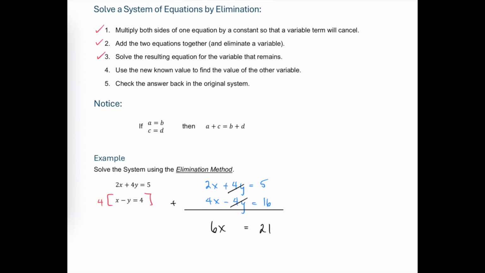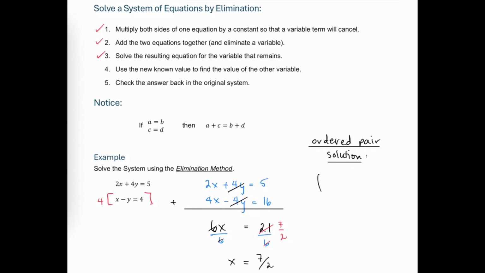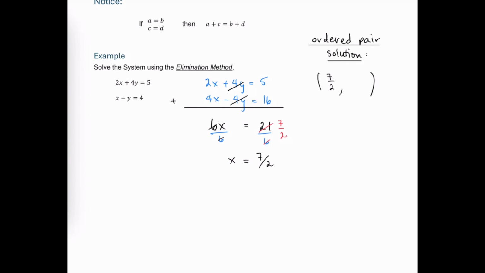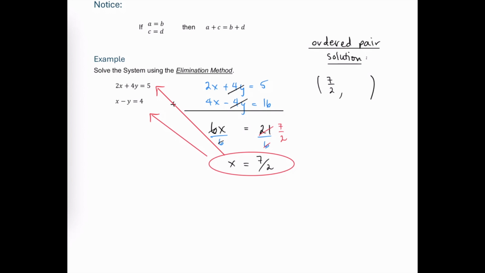Now we want to solve this resulting equation for the variable that remains. So we'll divide both sides by 6 to get x is equal to 21 divided by 6. And 21 and 6 both have a factor of 3, so this is going to simplify down to being 7 halves. And what we now have is the x-coordinate of our ordered pair solution. To get the y-coordinate of the ordered pair solution, we'll take the x value that we found and plug it back into one of the original equations and then solve for y. And we can really choose whichever one we find to be easier.